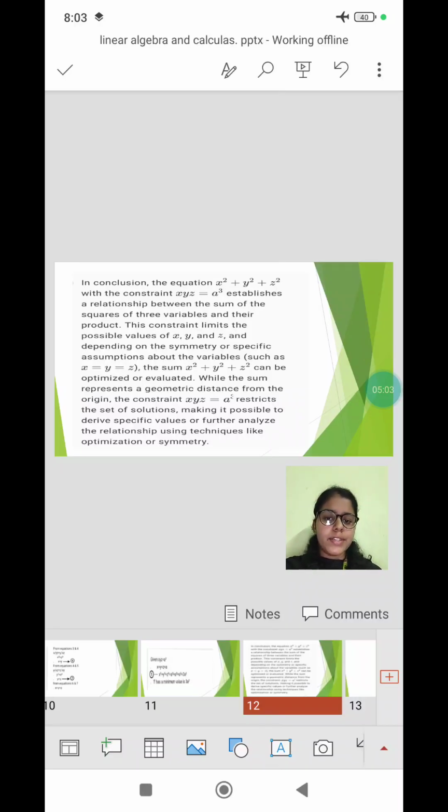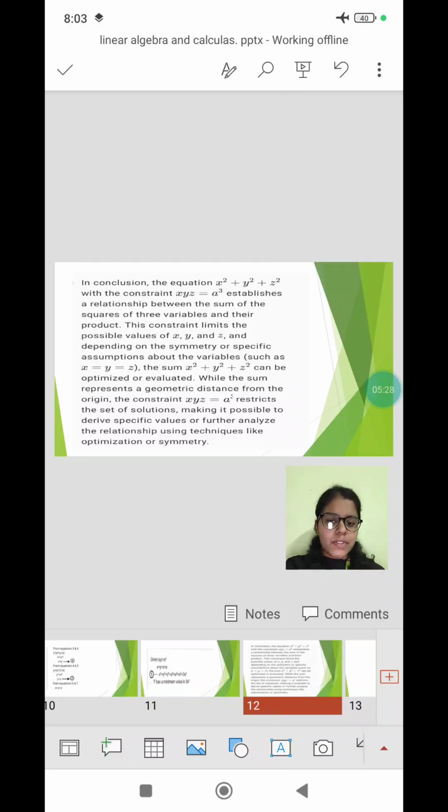And conclusion. In conclusion, the equation x square plus y square plus z square with the constraint xyz equals a cube establishes a relationship between the sum of squares of the three variables and their product. This constraint limits the possible values of x, y, and z, and depending on the symmetry or specific assumptions about the variables, the sum x square plus y square plus z square can be optimized or evaluated.